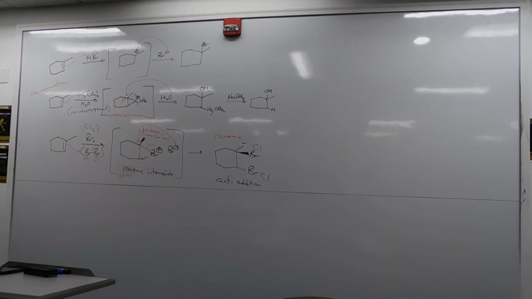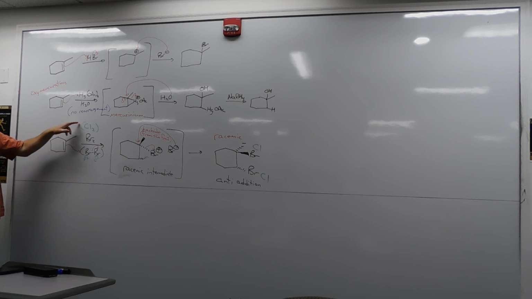In an anti-addition, they're going to come from opposite sides. The first bromine comes from the back, the second one then has to come from the front, or vice versa. Syn addition is if the first bromine comes from the front, the second bromine comes from the front, or both from the back. There are other addition reactions where it's random. If you know one atom comes in from one side, that doesn't tell you anything about the second atom. That's pretty rare. So usually you get either anti or syn addition.